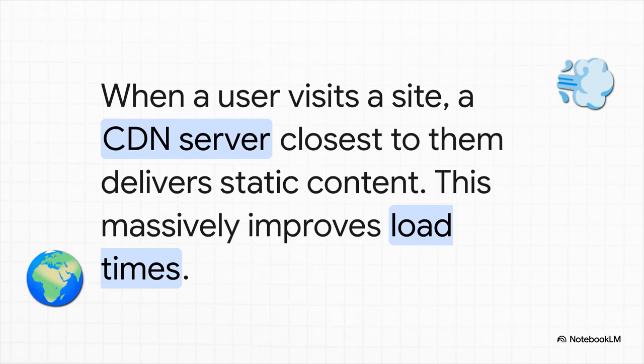It means a user in, say, London, who wants to see an image gets it from a server right there in Europe, not from our main servers back in the US. This slashes load times and takes a huge amount of pressure off our main system. Our app isn't just reliable anymore, it's fast.